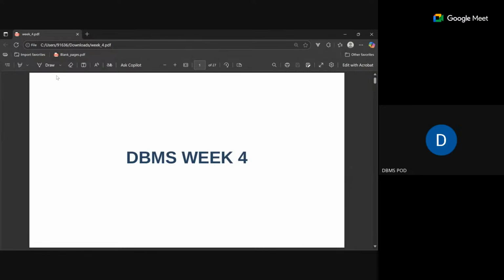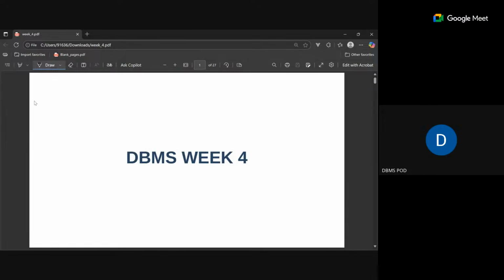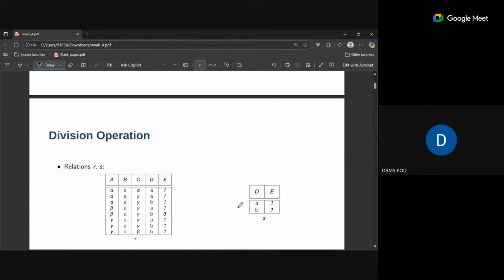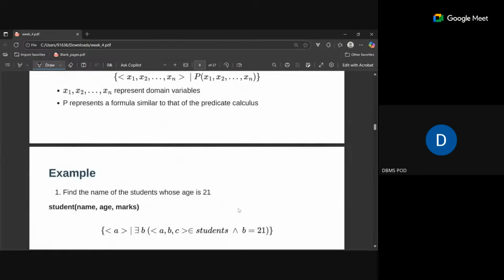So, in the last session, I hope you have seen relational algebra expressions, tuple relational calculus, and domain relational calculus, right? In this session, we'll look at how to design a schema, what the various things involved in the schema are, and what the various types of relationships are. All these things we will cover in this session.